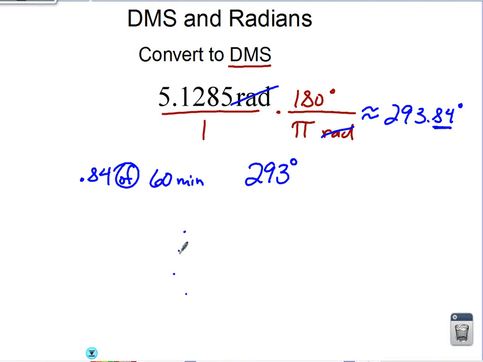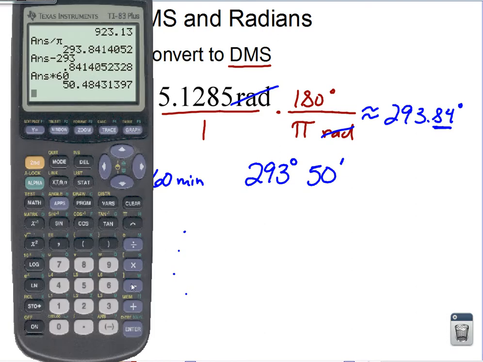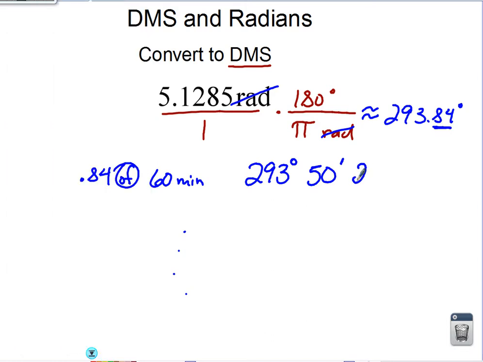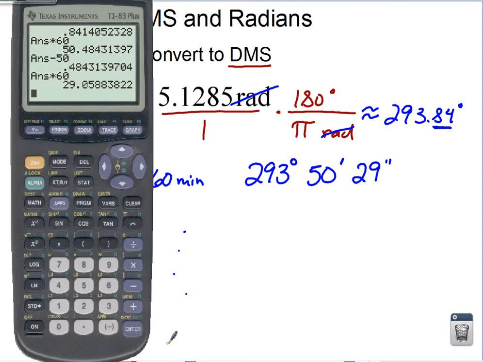And that 50 is how many full minutes you have. So I have 293 degrees. I have 50 full minutes. But then again, you've got that extra remnant there. So let's take off the 50. So let's do minus 50, and I'm left with 0.484313 and so on. That's a remnant of a minute. A remnant of a minute is called a second. So multiply by 60 again, and you're going to find out how many seconds you have. That'd be 29.05 seconds. So 29 seconds. And you could go on further than that. Let me make sure that wasn't supposed to round. Yeah, that's right.